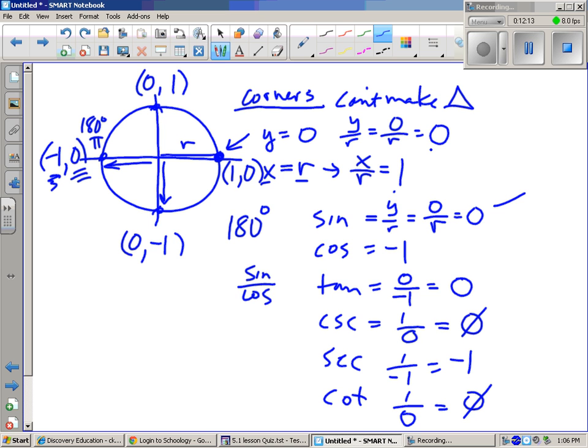Now if you notice, there are 2 zeros, there are 2 undefined, and there are 2 -1s. That's how it's always going to come out. You're going to have 2 of each. So that's a good check to decide if you did it right or not.